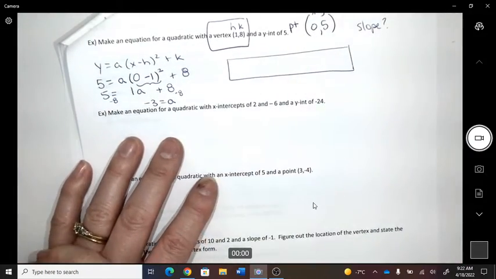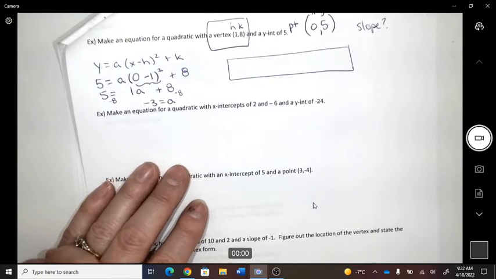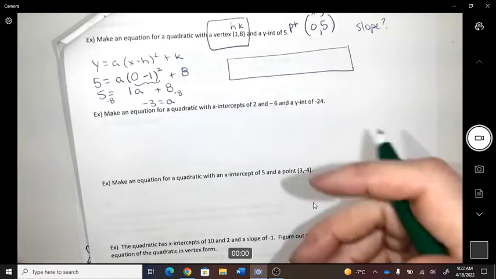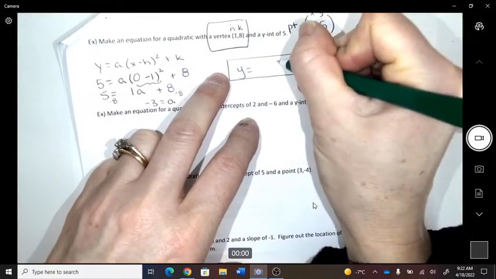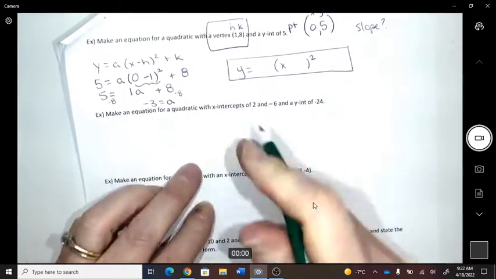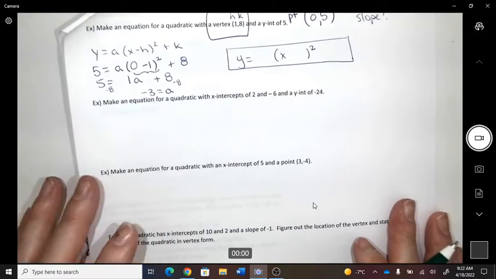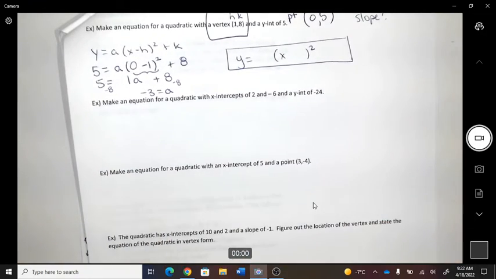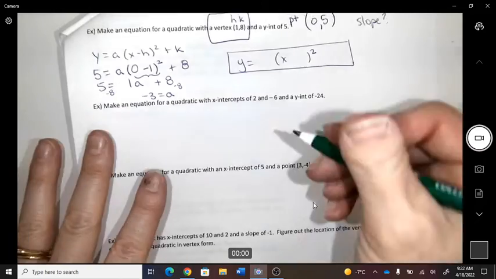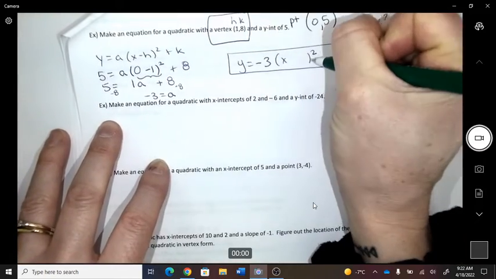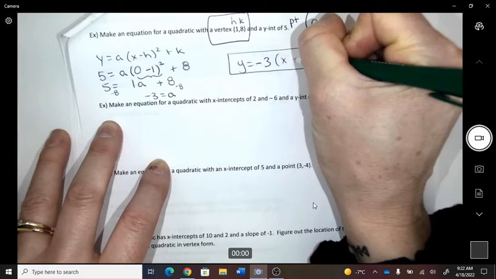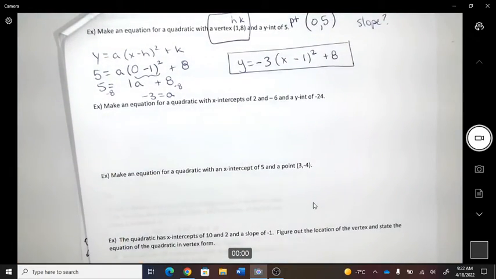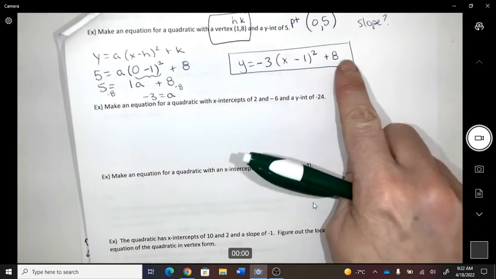So now you need to rewrite the equation at the very end with the vertex and the slope in there, and the x and the y remain open. So I like to just start like this so I know my x and my y are open. And then I plug everything in. So -3 is the slope, -1 and a +8. Opposite and the same. Opposite, same.